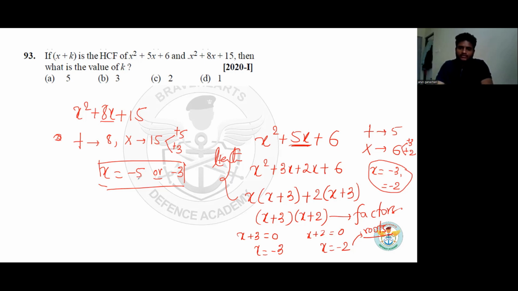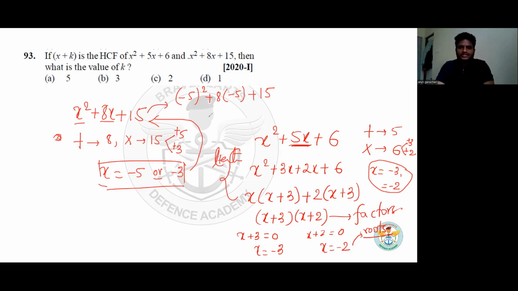Now, what is the meaning of your roots are minus 5 and minus 3? The meaning of these roots is that if I substitute minus 3 in this equation, I'll get 0 as the answer. If I substitute minus 3 or minus 5 in the given equation, I'll get 0 as the answer. So let us substitute here. Instead of x, we'll substitute minus 5. So it will become what? Minus 5 square plus 8 into minus 5 plus 15.